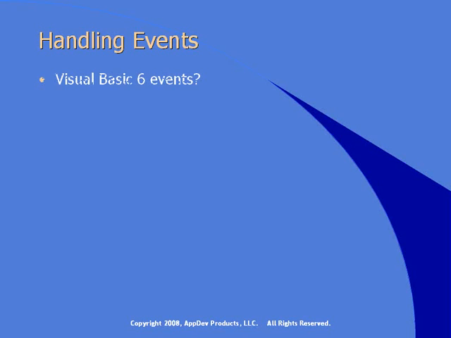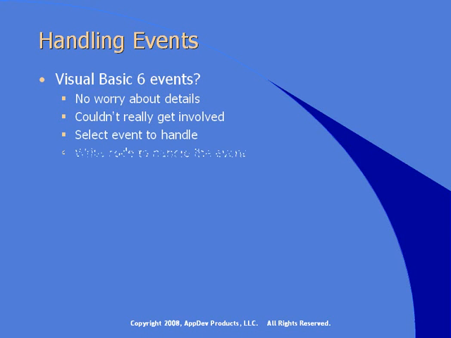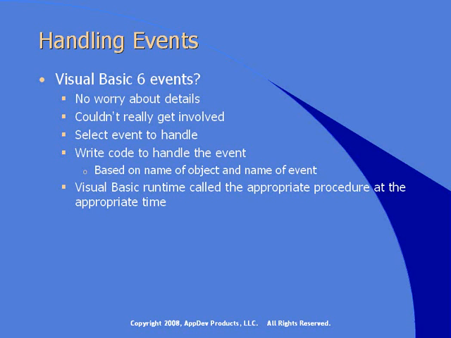Assuming that you're coming to .NET, say, from Visual Basic 6, back in that environment, there was no need to worry about the details because you couldn't really even get involved in the process. You would select the event to handle and then write code to handle the event based on the name of the object and the name of the event. The name of your procedure, which combined those together, would be the only way to hook up your event handler to the event itself. Visual Basic Runtime would call the appropriate procedure based on the name at the appropriate time.